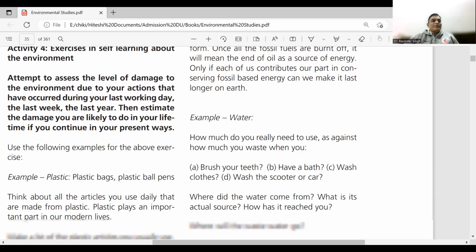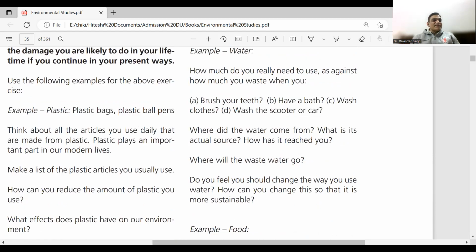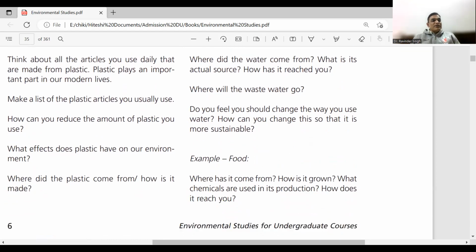Use the following example for the above exercise. Example: plastic bags, plastic ball pens. Think about all the articles you use daily that are made from plastic. Plastic plays an important part in our modern lives. Make a list of plastic articles you usually use. How can you reduce the amount of plastic you use? What effect does plastic have on our environment?